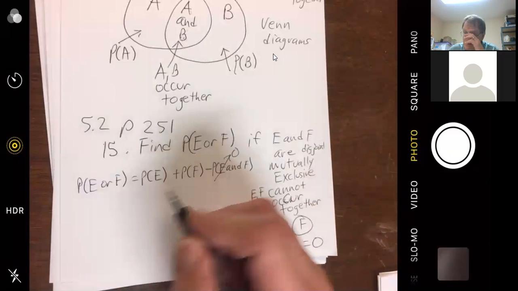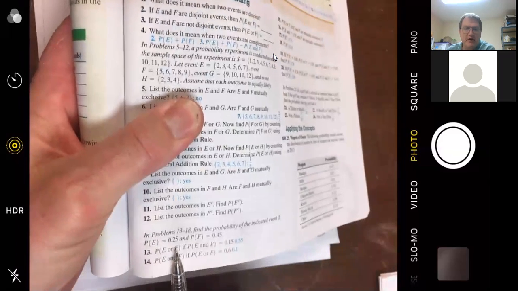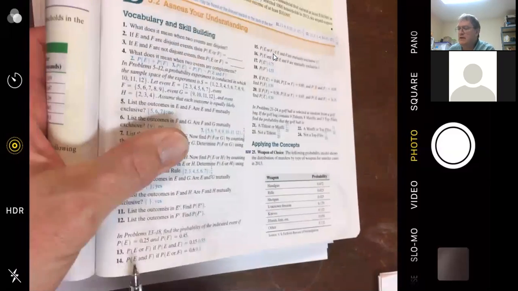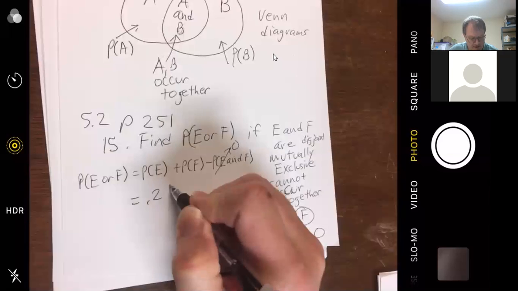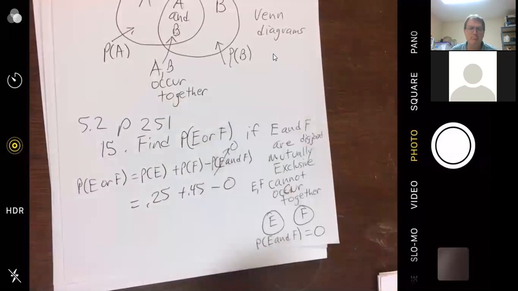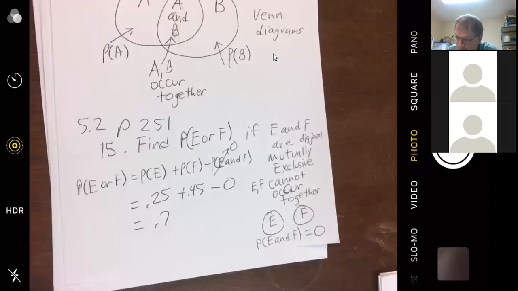Now, where they give you these numbers in the problem, I'll show you. The probability of E is in the paragraph. The actual problem is 15 up here, but they tell you the probability of E is 0.25 right here, and F is 0.45. So this is equal to 0.25, add 0.45, and minus 0. I think you'll find that's 0.7. 5 and 5 is 10, carry the 1, yeah, 0.7. Did that help? Yes, it does. Okay. Do you need another example of this kind of formula?